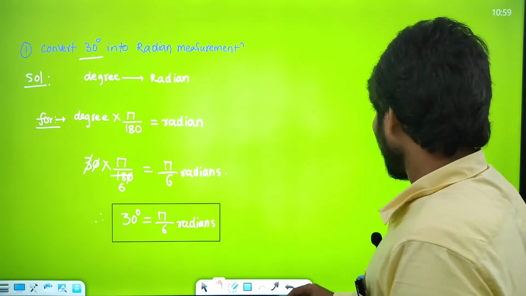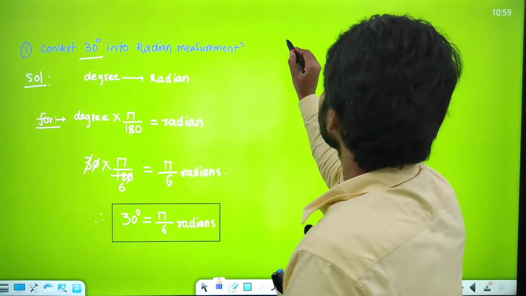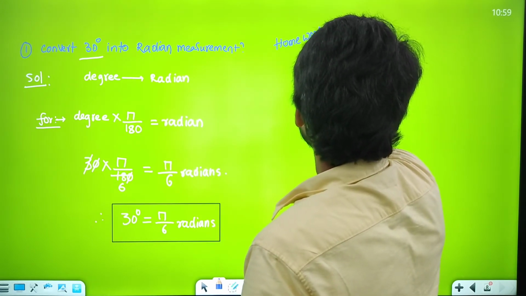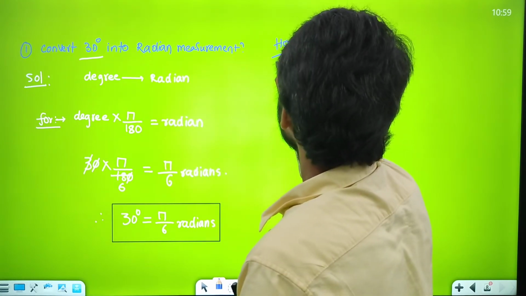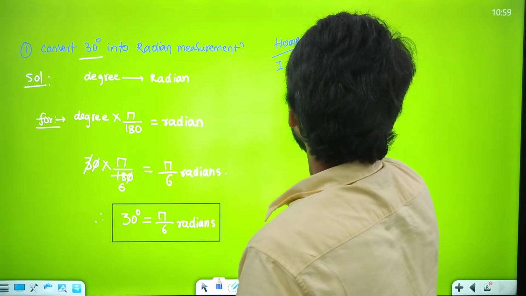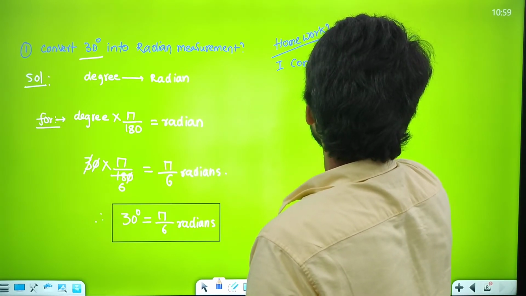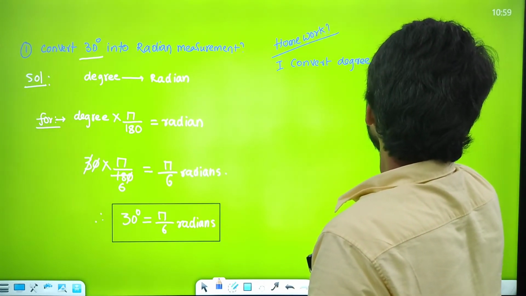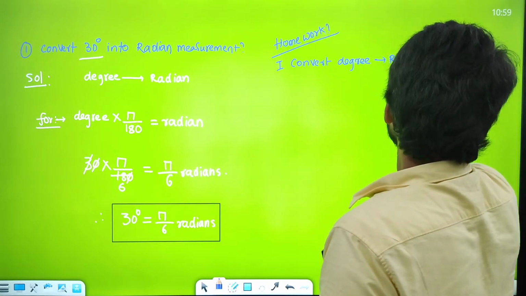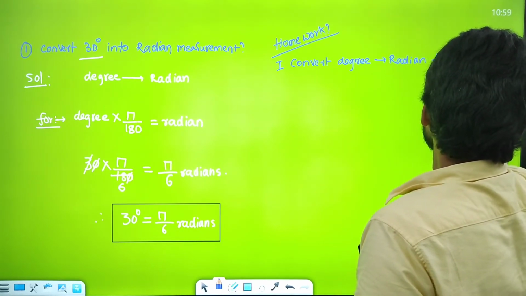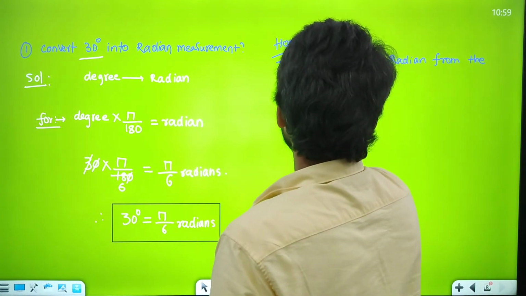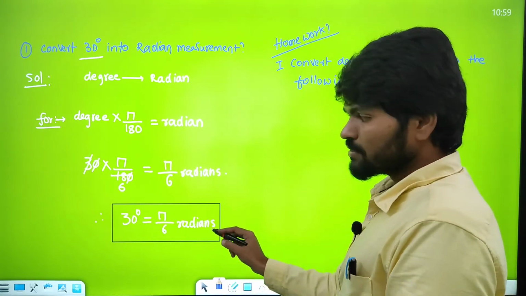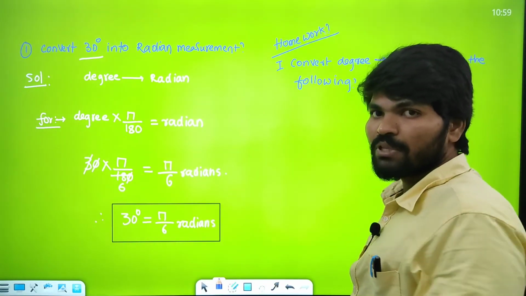Now take some homework. What are those homework? Say, convert degree to radian from the following. So you have to write like this, okay? 30 degrees is equal to something pi by something radians.